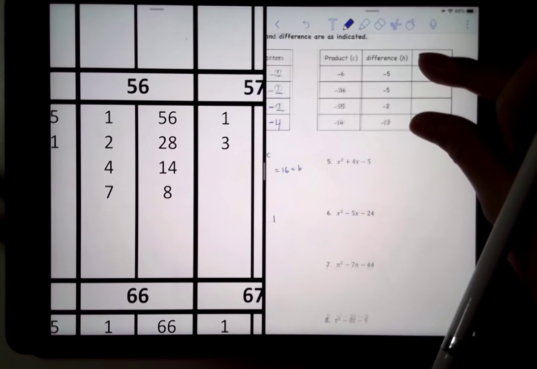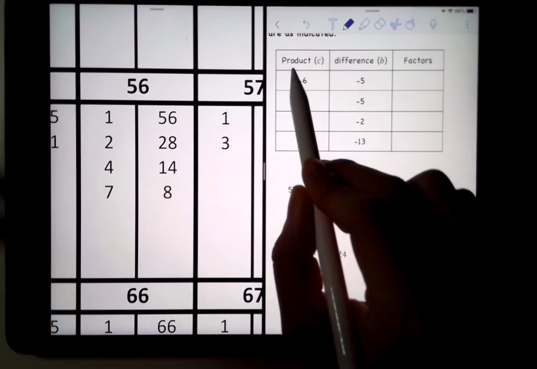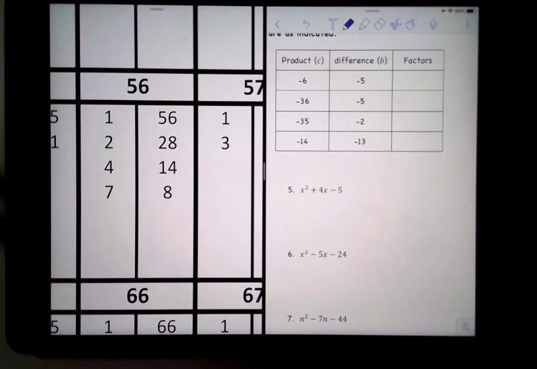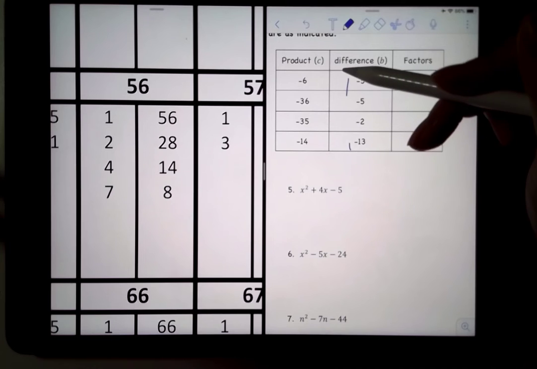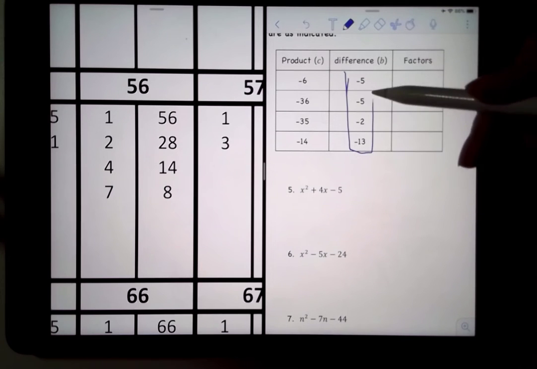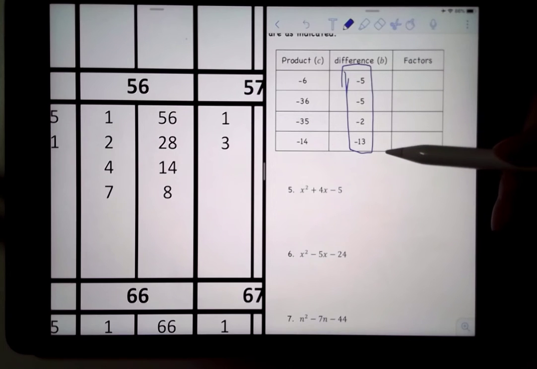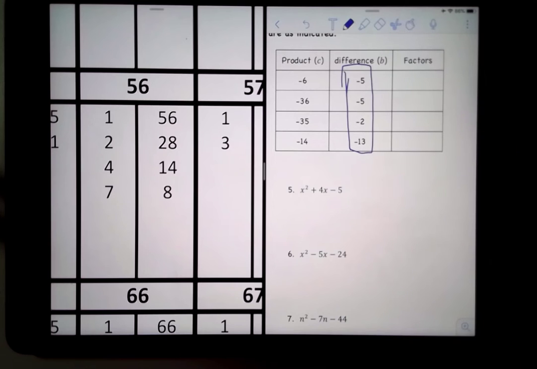Okay, it's the next video. So look at this, guys. It's the same thing. Your C is still negative, so that means we will get two different numbers, right? One positive, one negative. But this time, when you combine those two numbers, the sum is supposed to be a negative number. All right, so let's take a look.